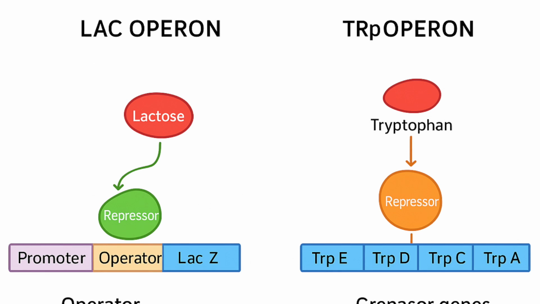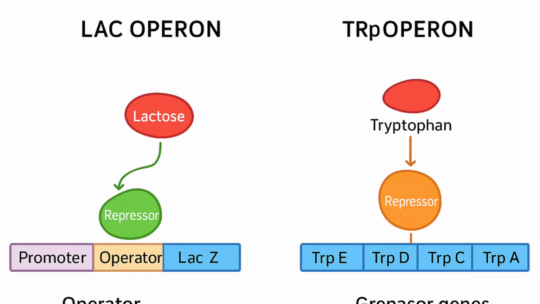Right. The inducer binds to that active repressor protein. This causes the repressor to change shape. It basically makes it let go of the DNA. Conformational change. Yes. The repressor releases the operator. The polymerase can now bind and transcribe the genes. Brake off, pathway on. Makes sense.